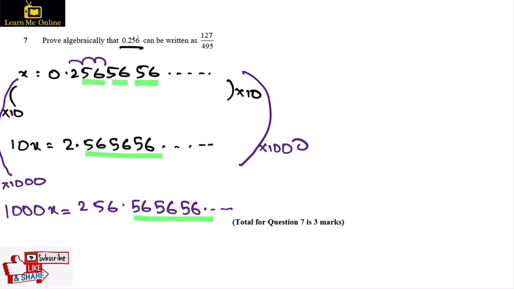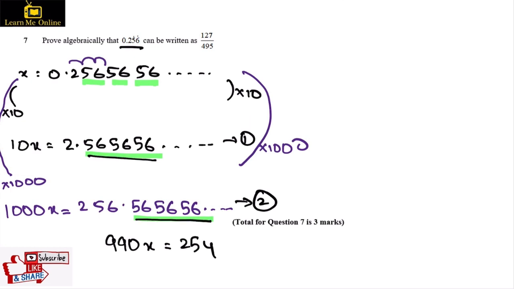So I'm going to label this as 1 and this as 2, and subtract them together. When we subtract 10x from 1000x, it would be 990x. And when you do 256 minus 2, that would be 254. The numbers after the decimal will go, because 5 take away 5, 6 take away 6, 5 take away 5 again. So when you subtract them together, you won't get anything after the decimal. Now, because we are finding the x value, we're going to rearrange it. So we can write x equals 254 divided by 990.